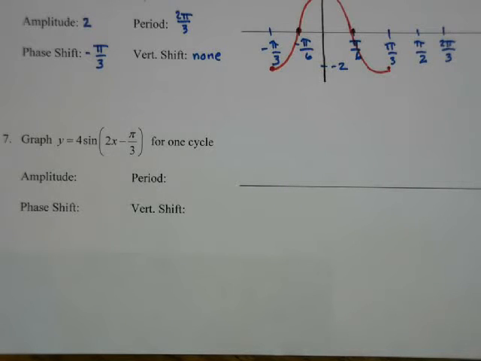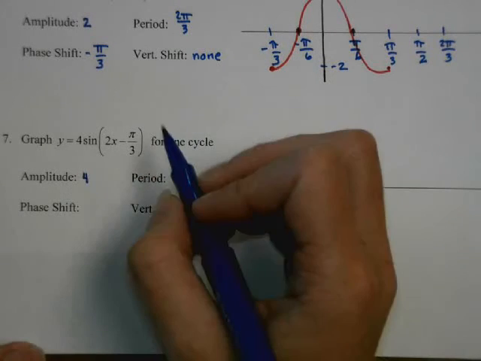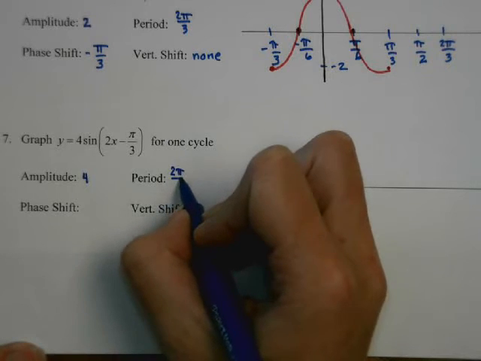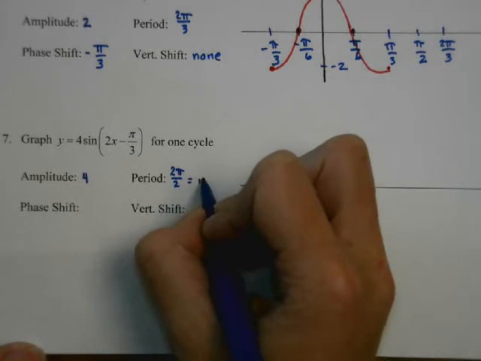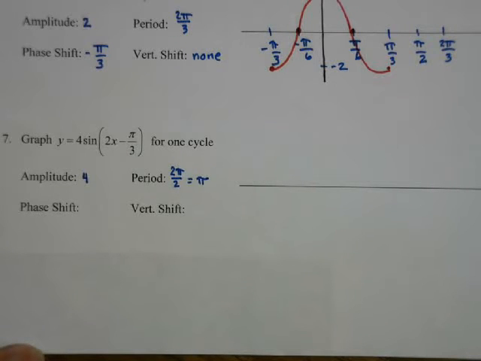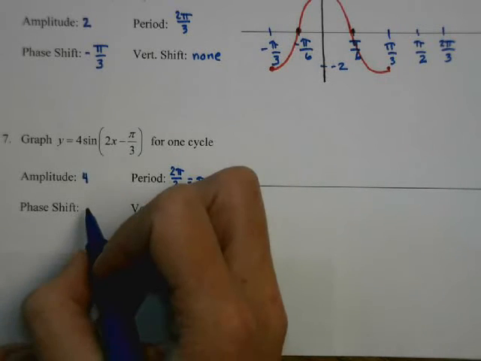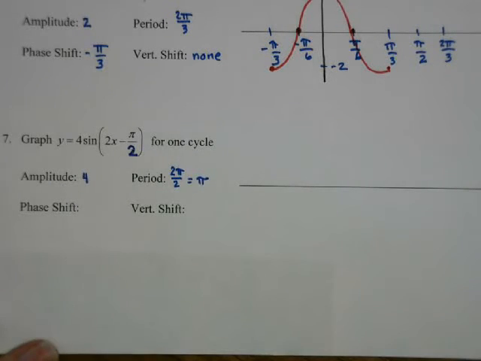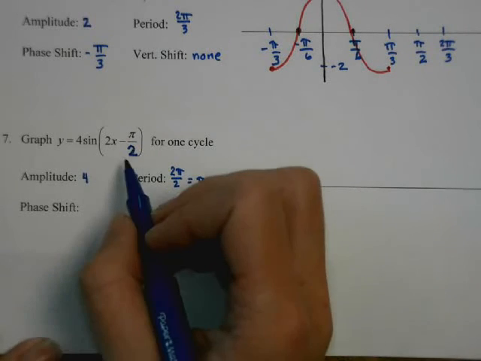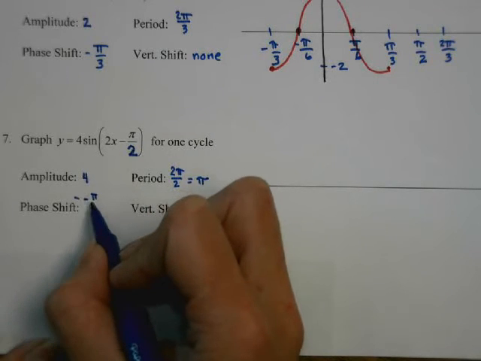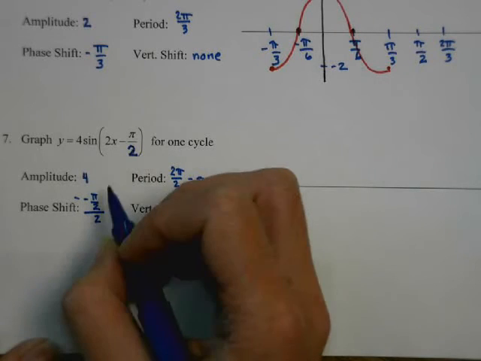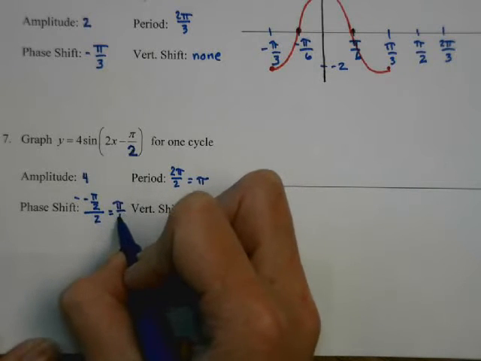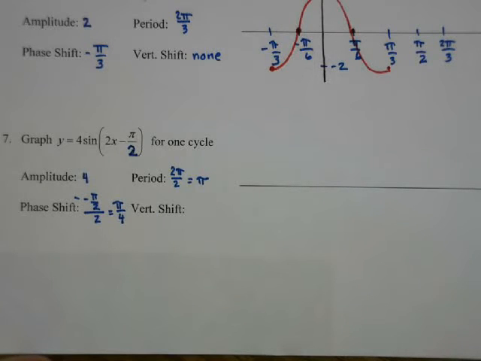Okay, so we're going to graph 4 sine 2x minus pi over 3. Amplitude is going to be 4. Our period is going to be 2 pi divided by 2, which is pi. Our phase shift, and this should be a 2 here, and yours should show that. So this is pi over 2. So this is going to be a negative pi over 2, which is going to be a positive pi over 4. So this one we're moving to the right.